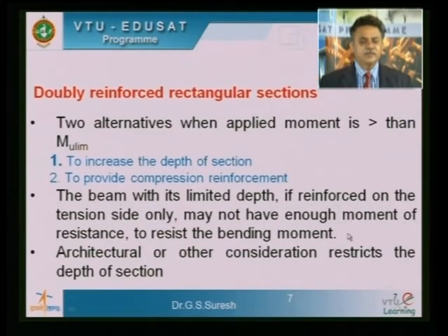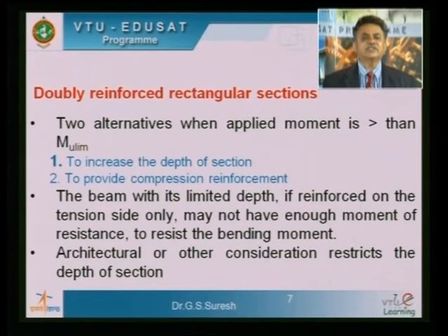Now we shall look into more requirement of the doubly reinforced section. Why is it required? As you can see here, there are two alternate sections we can think of for the applied moment when it is greater than the limiting moment. Suppose you think that the resistance of the singly reinforced section is 500 kilonewton meter, but the applied moment is 750. Then what to do? Two alternatives are being suggested here.